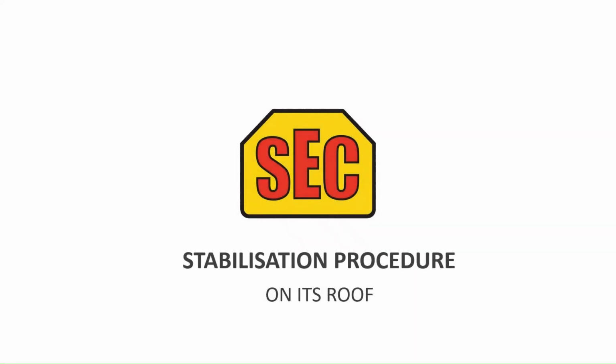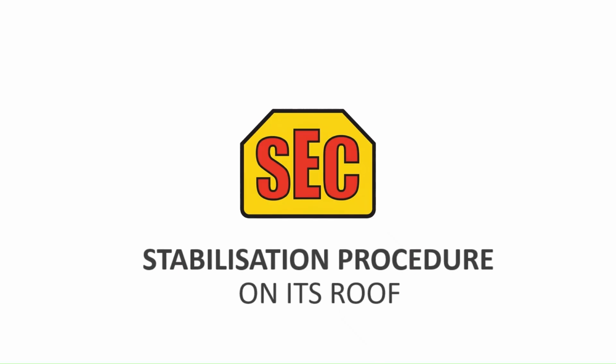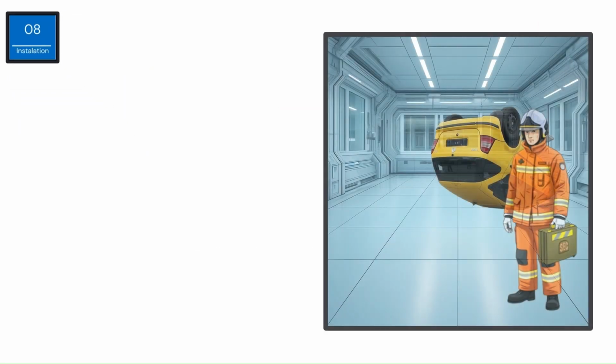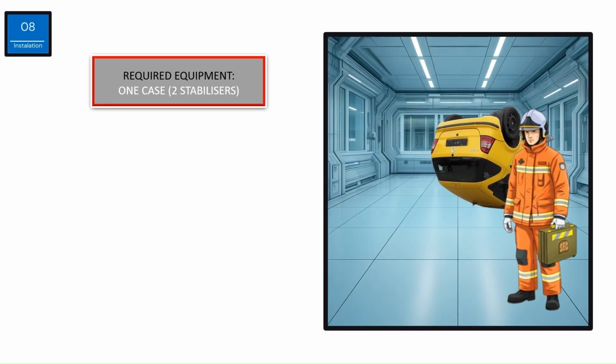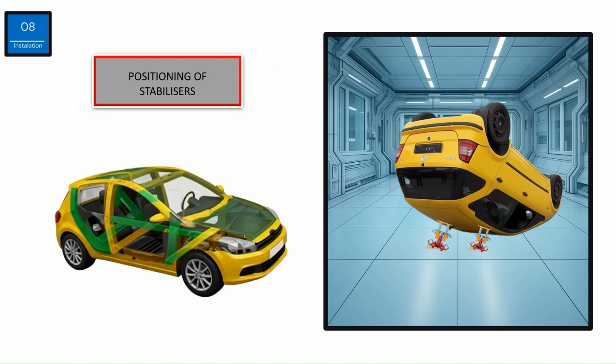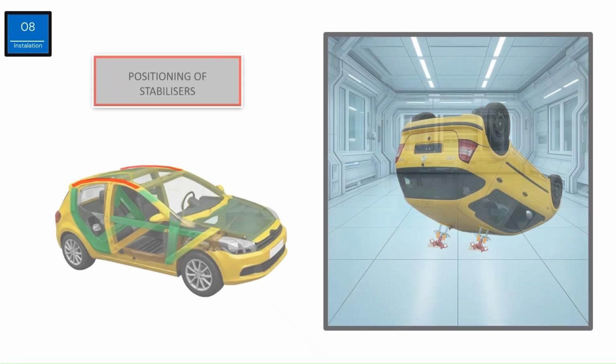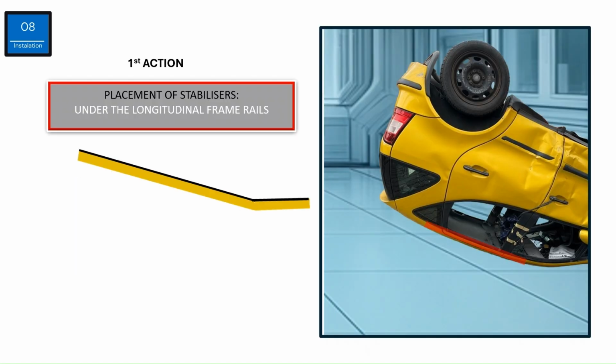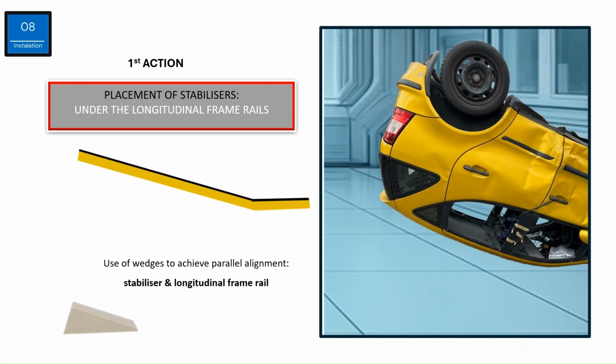Roof stabilization. System installation. For roof stabilization, one case with 2 stabilizers is required. Stabilizers are positioned under the longitudinal beams. Chocks are also used to align the stabilizer and the beam in parallel.